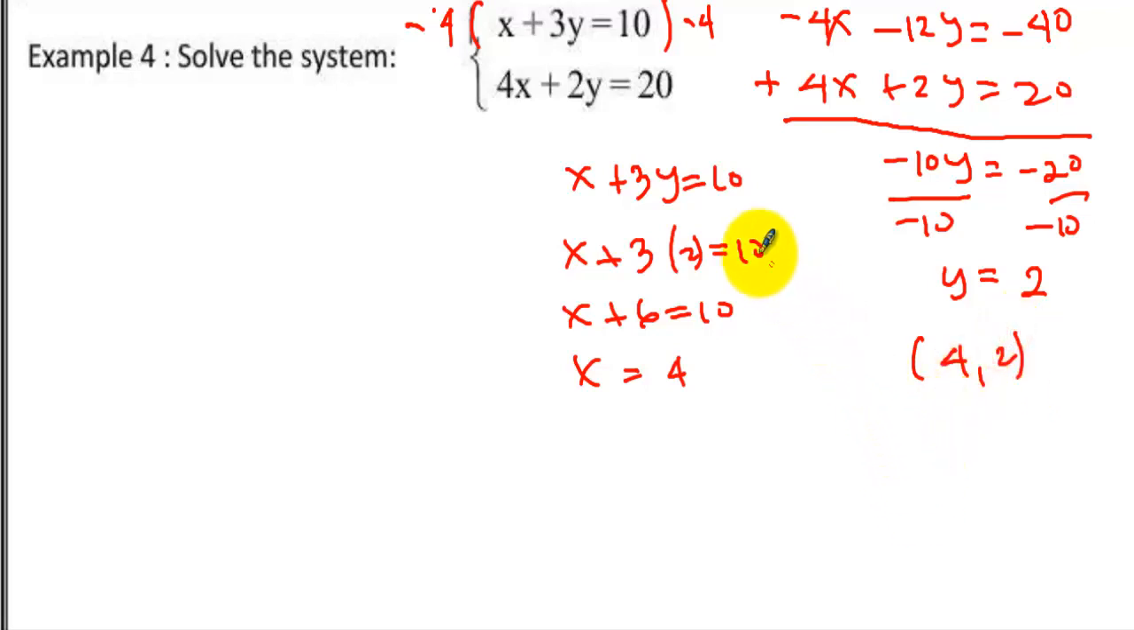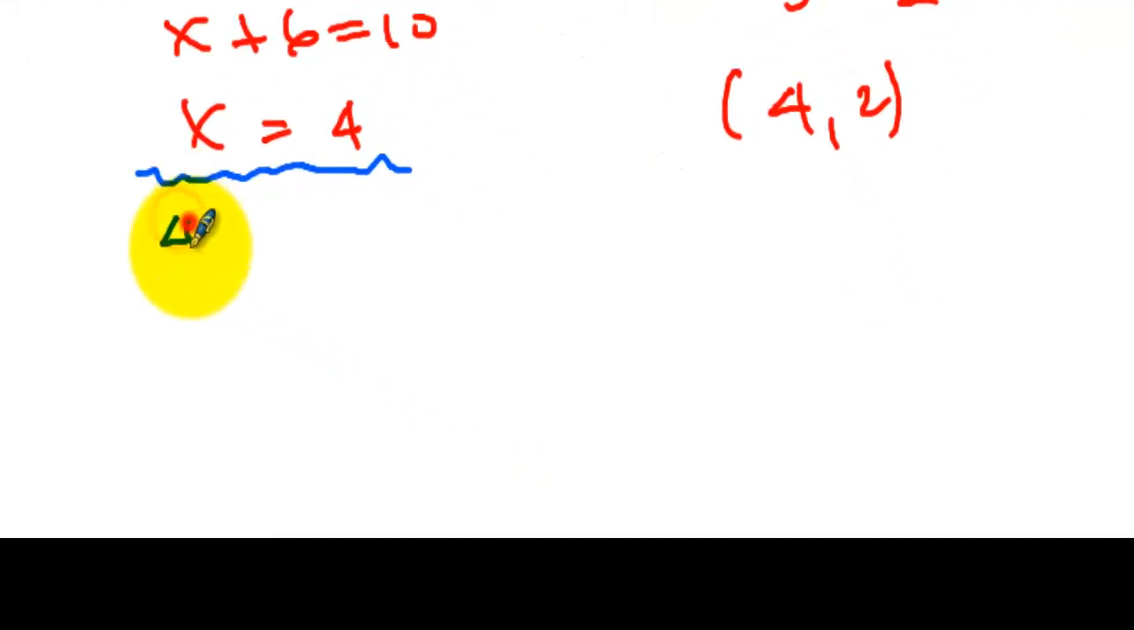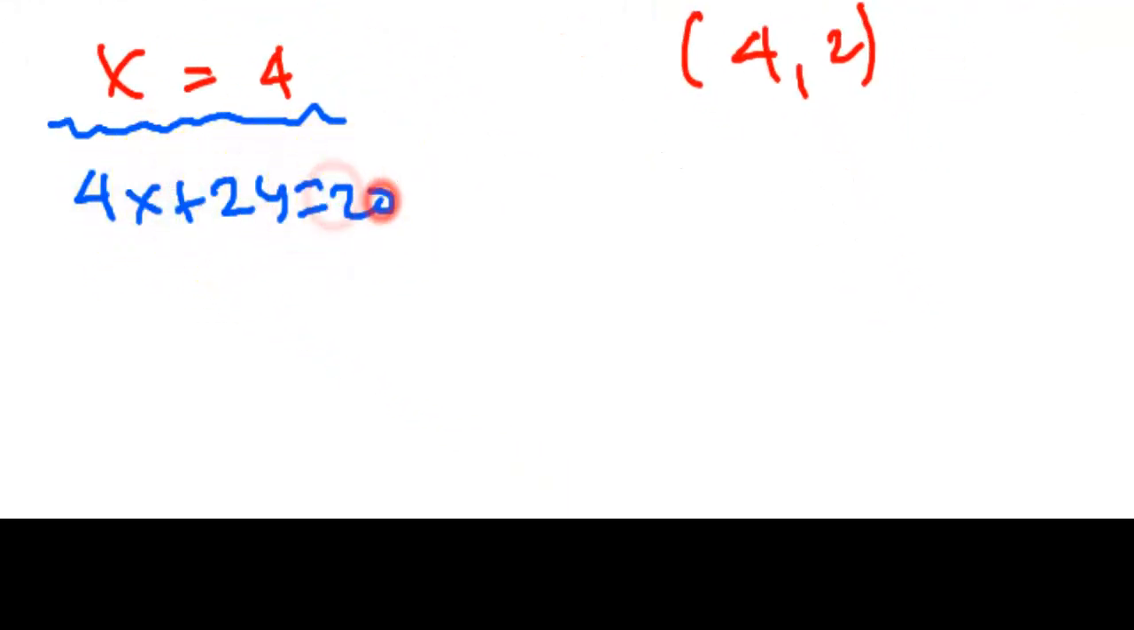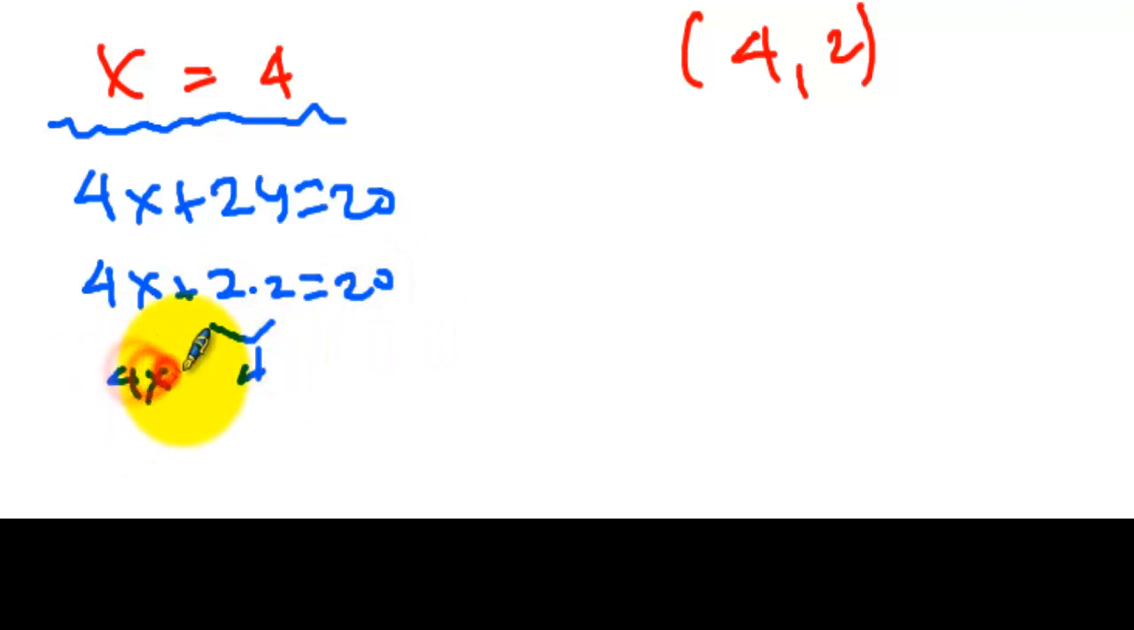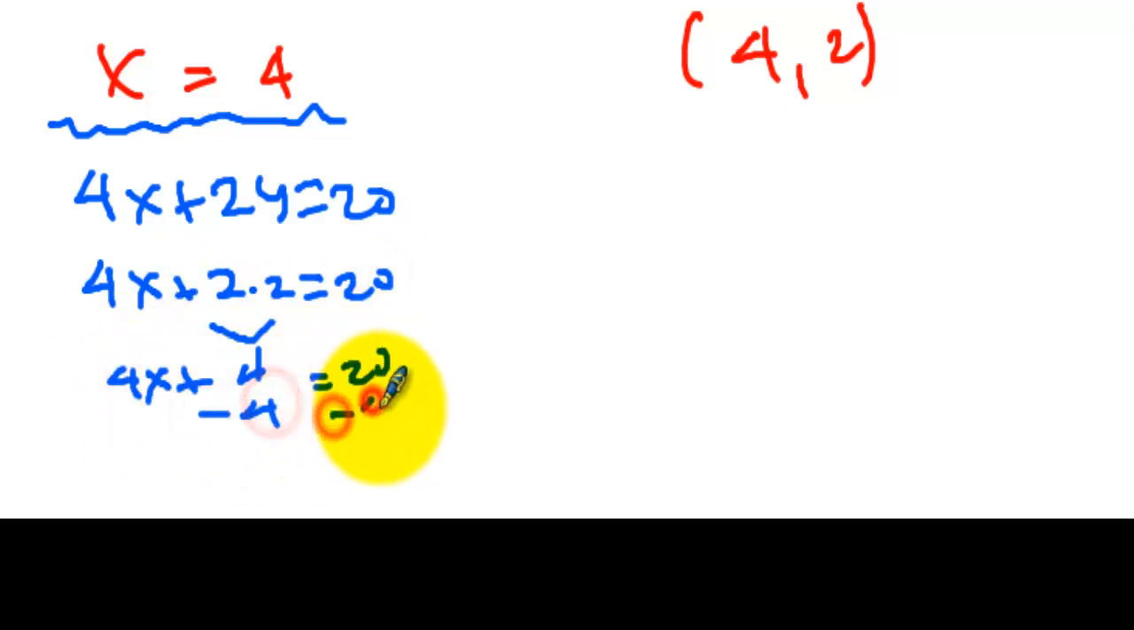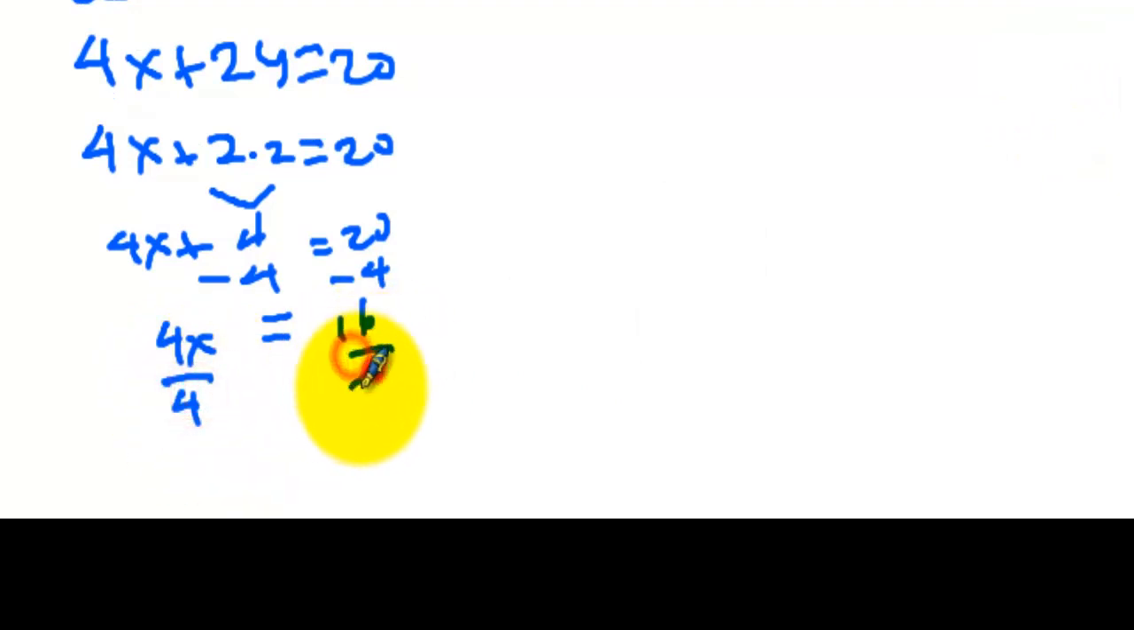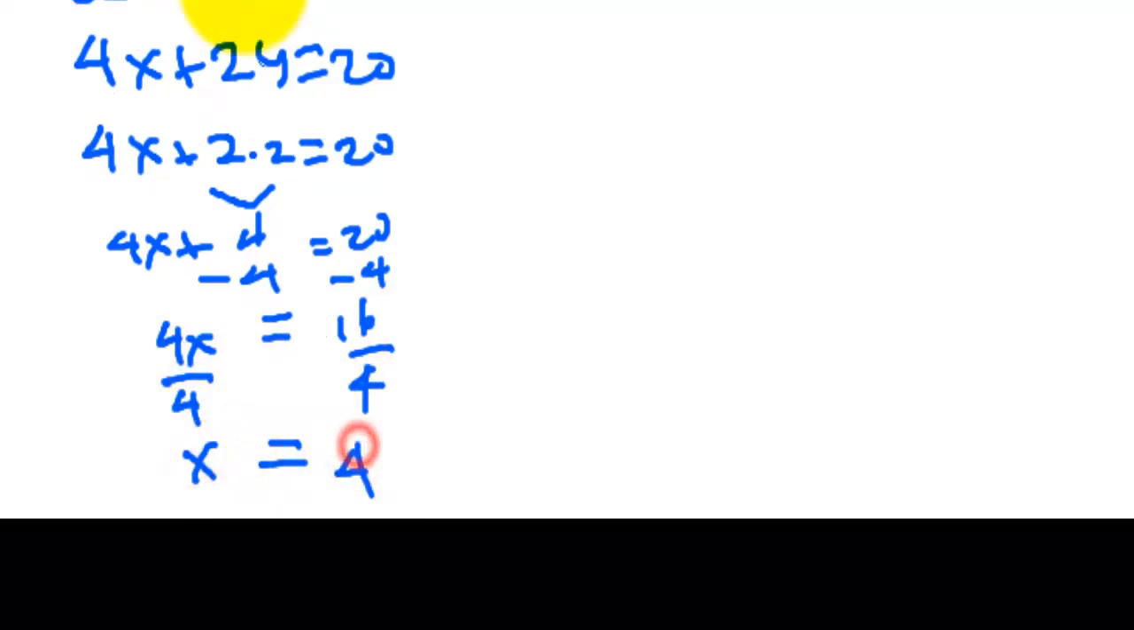Of course, you can also use the second equation. So let's show that we will be able to get the same x value if we use the second equation. 4x plus 2y equals 20. We're able to get y equals 2. So let's replace our y by 2. So this is equal to 4. Subtract 4, we'll get 16. So 4x equals 16. So divide by 4, we end up getting x equals 4 also.